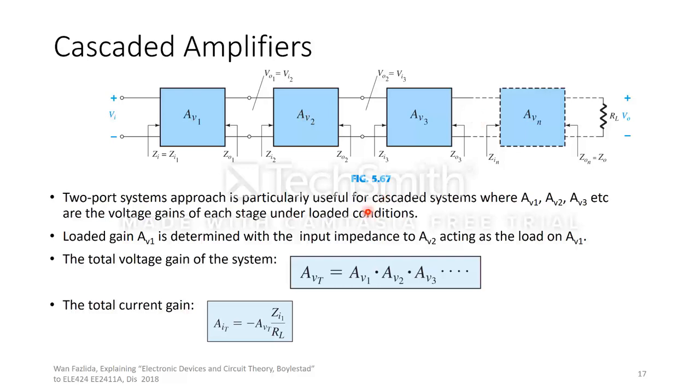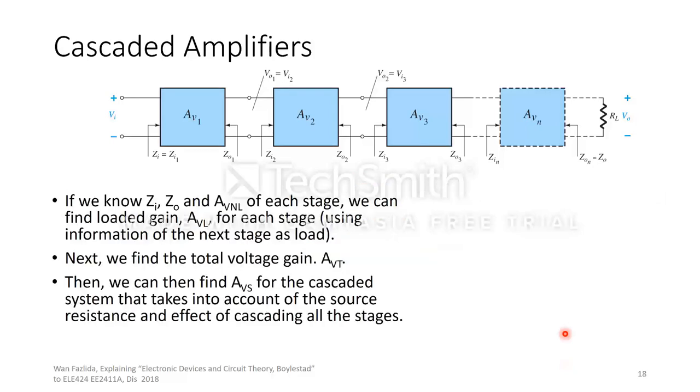Okay, and so on. So the total voltage gain of the system is a multiplication of each of these voltage gains, AV1 times AV2 times AV3, and the total current gain is AVT times the input impedance divided by RL here. Okay. So if we know Z in, Z out, and AV no-load of each stage, 1, 2, 3, we can find the loaded gain AVL of each of these, so that we can find what AV1 is, AV2 is, from Z in, Z out, and AV no-load, using information of the next stage as load.